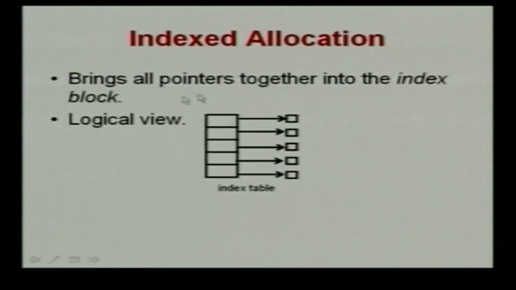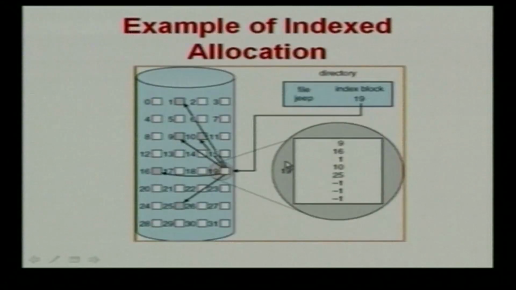One of the non-contiguous methods is indexed. Here you have an index block in which you will have pointers to the blocks. This is the index table; you need additional space to store the index table, and then you have pointers to the blocks. So this is the index location.